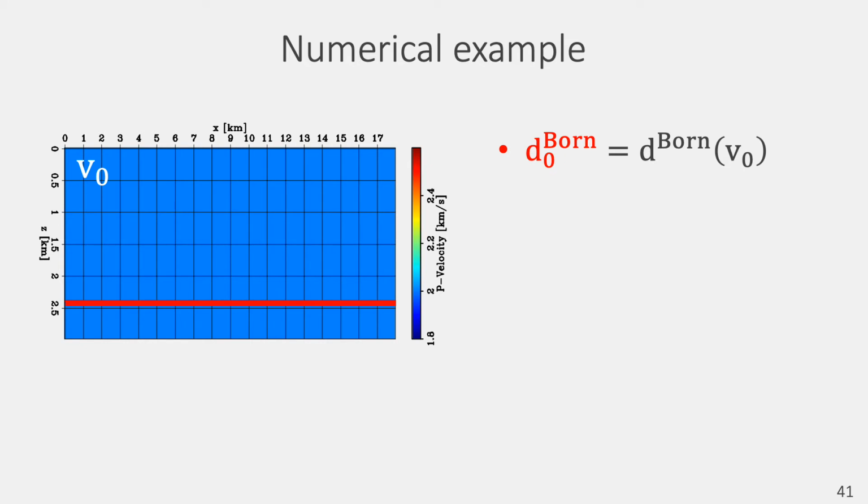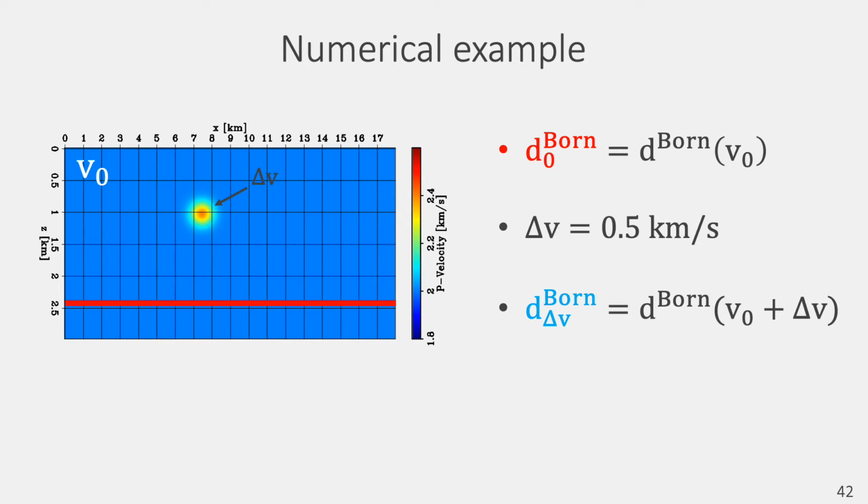We begin by generating born data by demigrating with the velocity v0, and we obtain d_born 0. Then we add a Gaussian velocity perturbation delta v whose maximum value reaches 0.5 kilometers per second. And we recompute our new born data, d_born delta v. And finally, we compute the difference between the two born data, delta d_born.